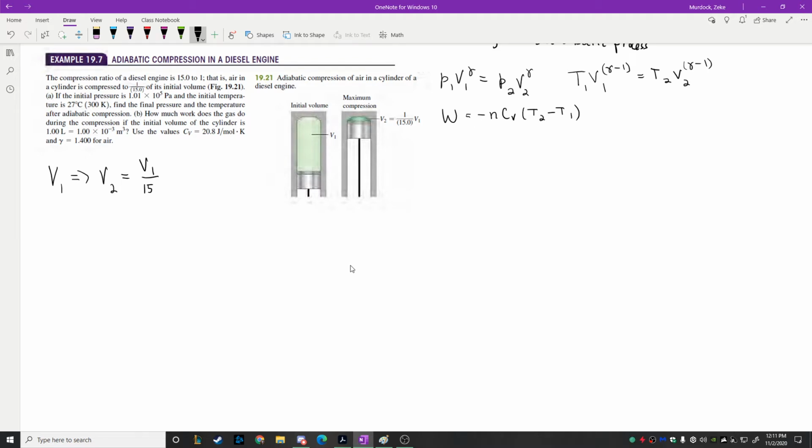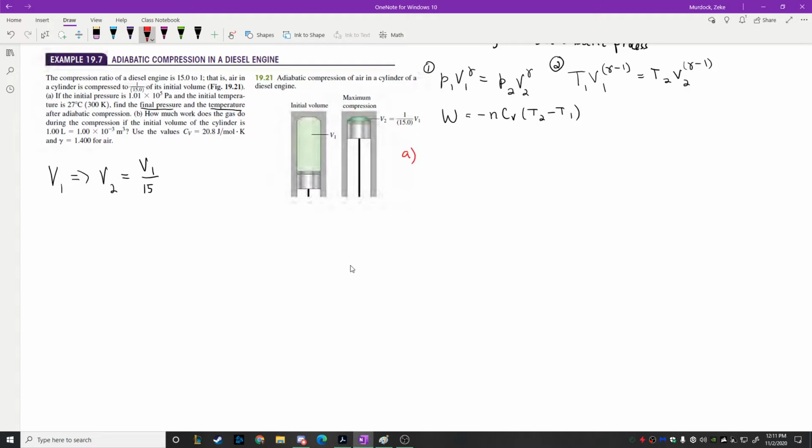Which one of these equations did you use to solve for part 1? Part 1 wants us to find the final end pressure and temperature. So I think we need both equations, right? If we want to find pressure, we can use this one. If we want to find temperature, we can use this one, right? Because we know the ratio of the volumes. We also know initial pressure, right? So let's do it.